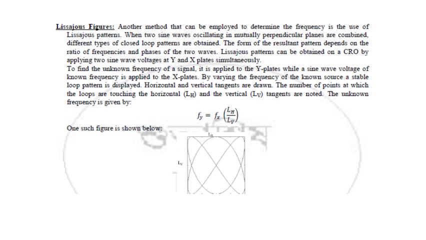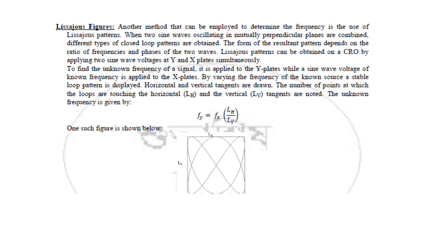To find the unknown frequency of a signal, it is applied to y plate, while a sine wave voltage of known frequency is applied to x plate. Now, by varying the frequency of known source, a stable loop pattern is displayed.